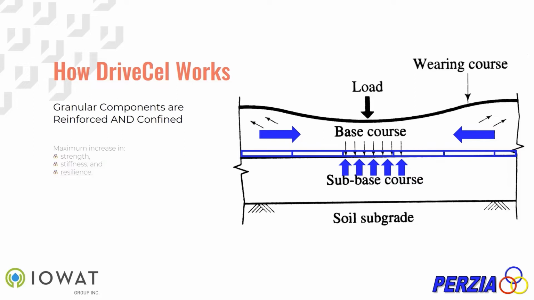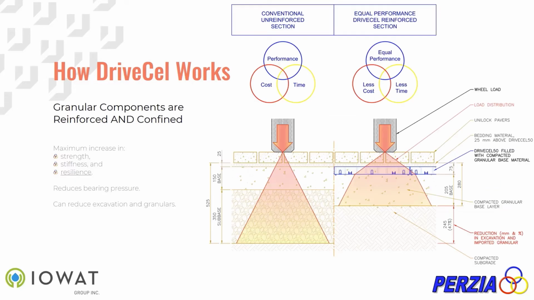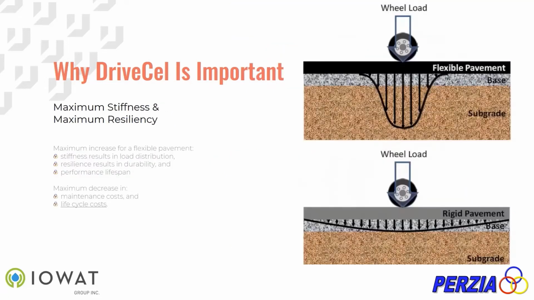DriveCell can be used in the base layer on decent subgrades and directly on weaker subgrades like a snowshoe to reduce the pressure on the subgrade. DriveCell can be added into conventional unreinforced pavement structures to significantly increase their strength and performance. Or you can take advantage of the strength increase by reducing the thickness to reduce the excavation and granulars while maintaining a similar or greater strength when compared to the original unreinforced section.